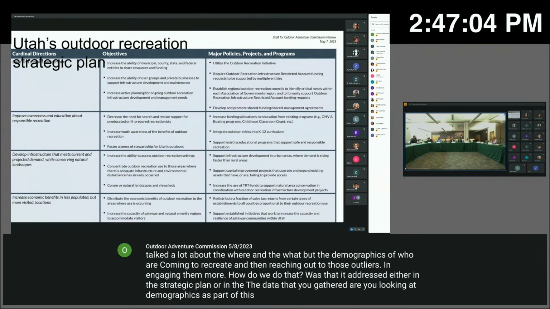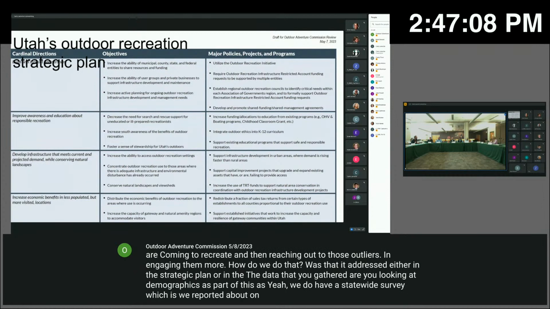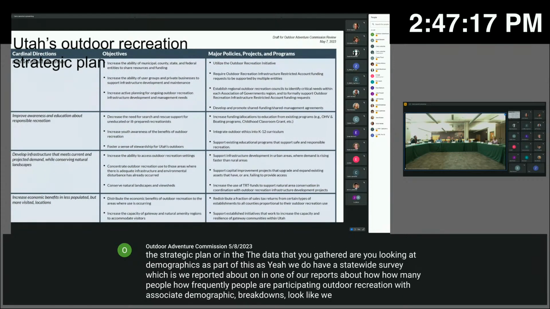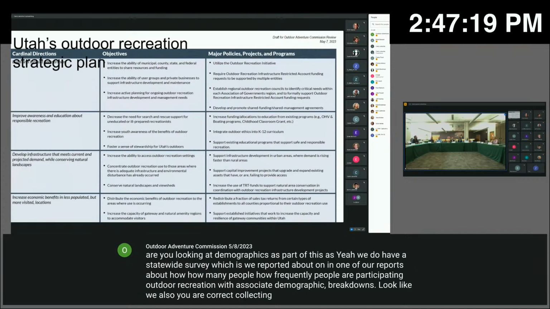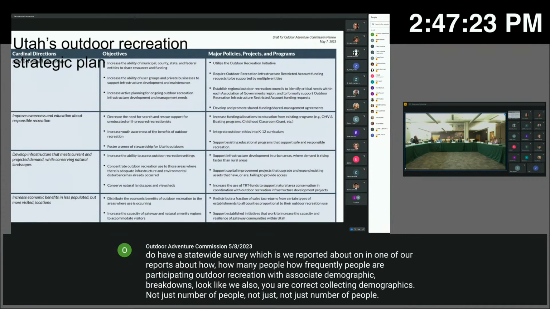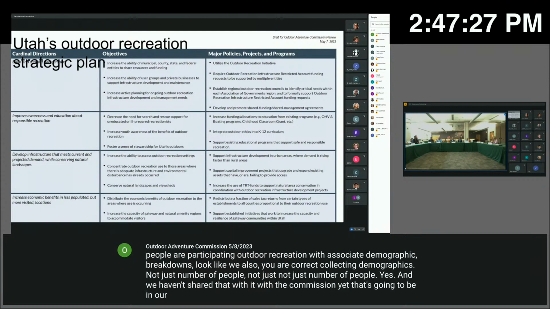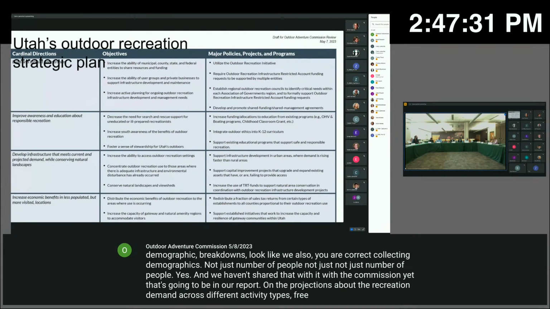Yeah, we do have a statewide survey, which we reported about in one of our reports about how frequently people are participating in outdoor recreation and what those socio-demographic breakdowns look like. You are collecting demographics, not just number of people. Not just number of people. Yes, and we haven't shared that with the commission yet. That's going to be in our report on the projections of outdoor recreation demand across different activity types for each of the 7 different regions.